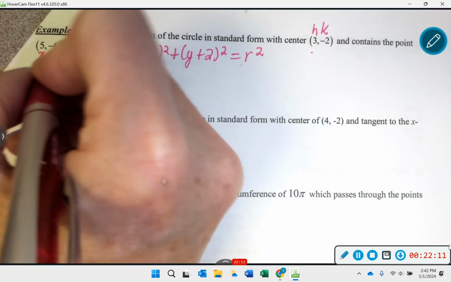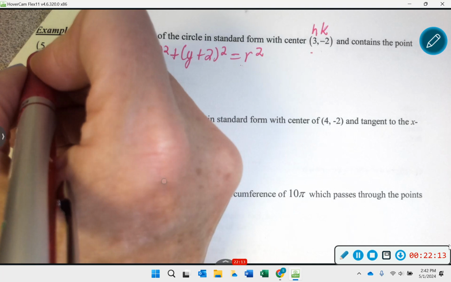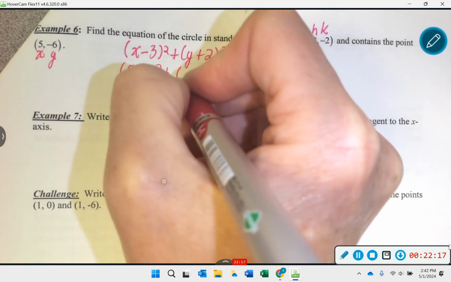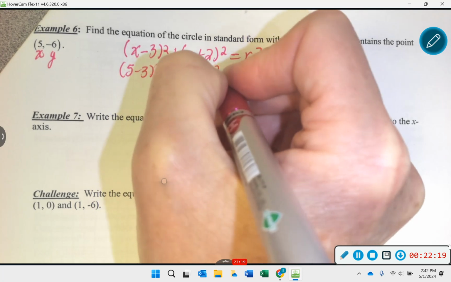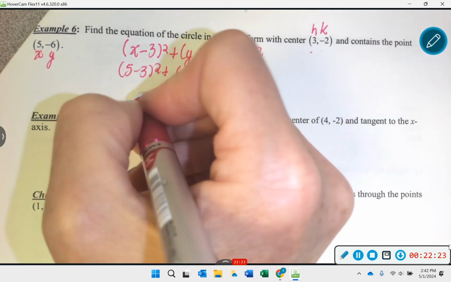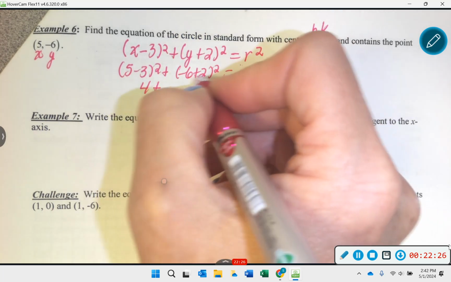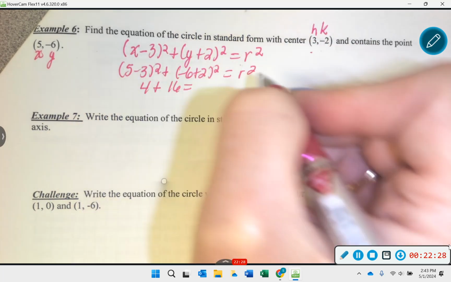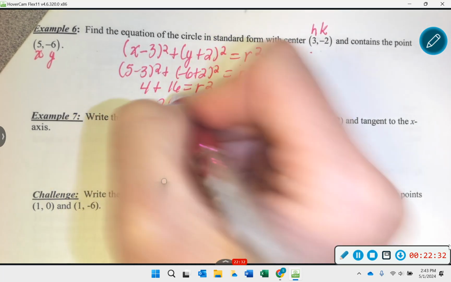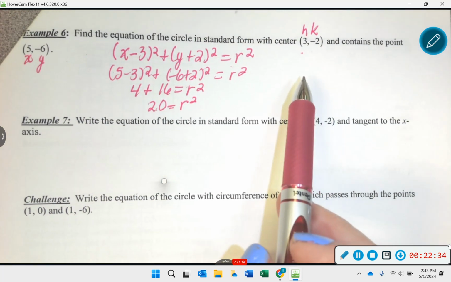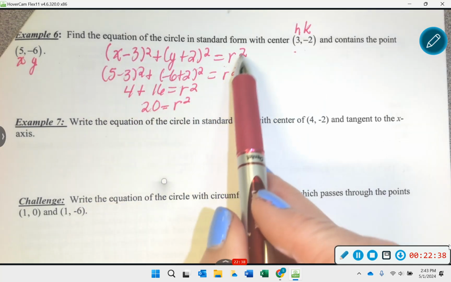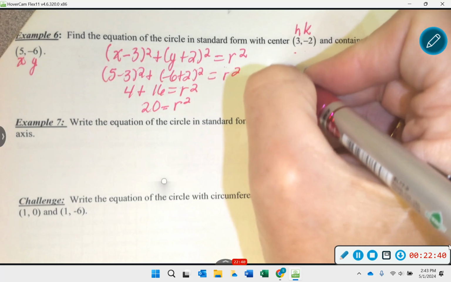This is an x, this is a y. So I'm going to plug this in for x. I'm going to plug -6 in for y, sorry. So 2 squared is 4. -4 squared is 16. And that's going to tell me what my r squared is. I really don't even care what r is. I care more about what r squared is. Because remember how this is my formula right here? I just need to know r squared. So now I've got it.